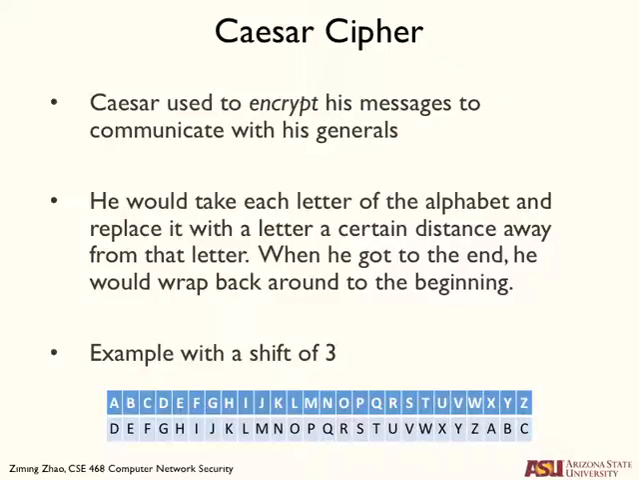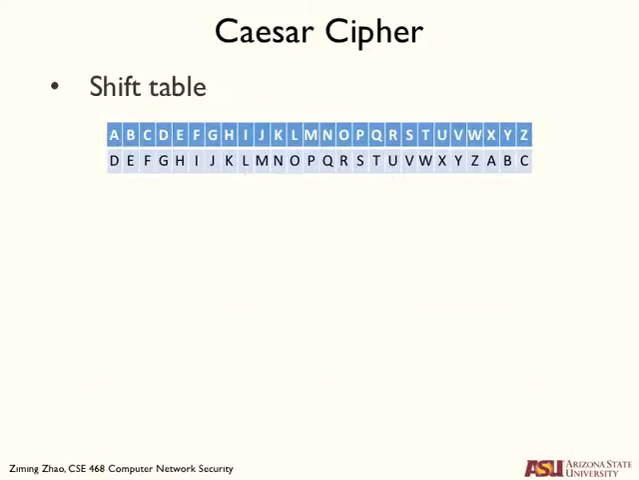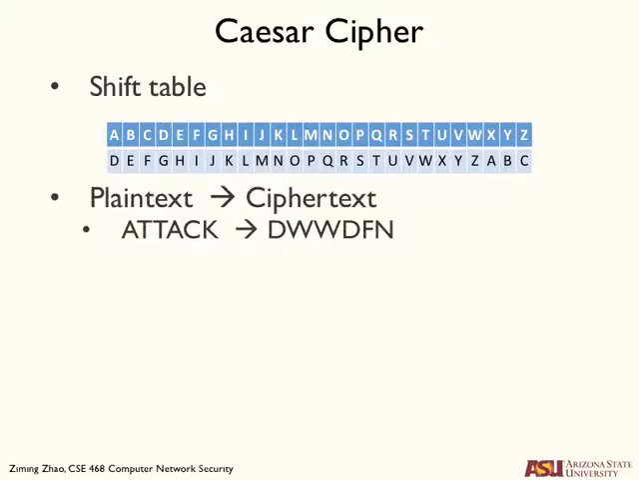So in this case, if we say the number is 3, we get this table, a direct fixed mapping. If we have a table like this, and the plain text is attack, then obviously we can get the ciphertext DWWDFN.